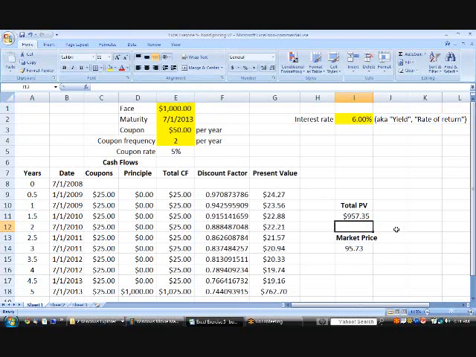Similarly, if interest rates were to move down to 4%, the present value of the bond would do what? It would go up. How much would it go up? It would go up to $1,044.91. And the price of the bond is now 104.49% of par. So, as interest rates go down, bond prices go up. As interest rates go up, bond prices go down.